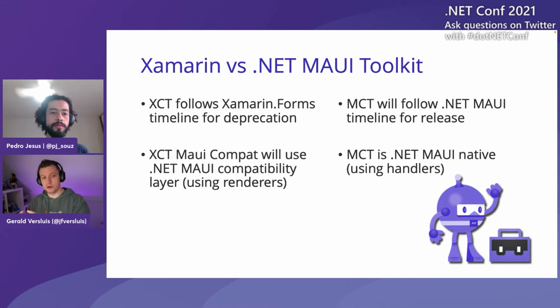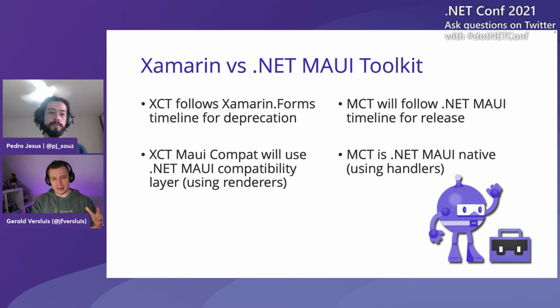Now, for the MAUI Community Toolkit, I put the abbreviation here with MCT, which isn't technically correct, but it follows the pattern of XCT, so that makes it a little bit easier. The MAUI Community Toolkit will follow the .NET MAUI timeline for release. So not for deprecation, but for release. We're trying to release preview versions each month as well. I'm not sure if we are going to actually succeed in that all the time, but we're trying. And that will be released at the time that .NET MAUI is released as well. And we will have everything ready, hopefully, that we envision will be in there. So that will be the same day, hopefully, or at least around the time that .NET MAUI is released as well.